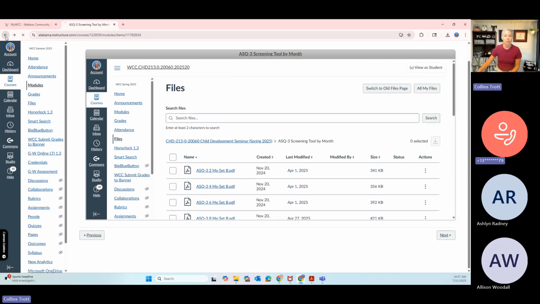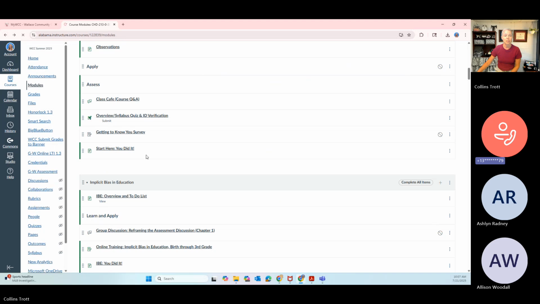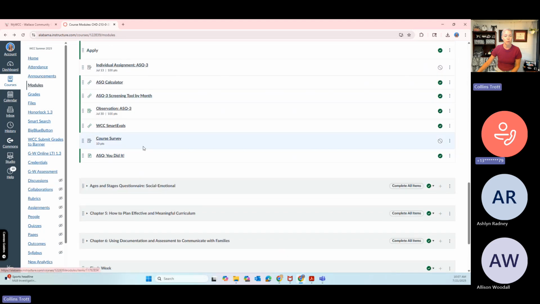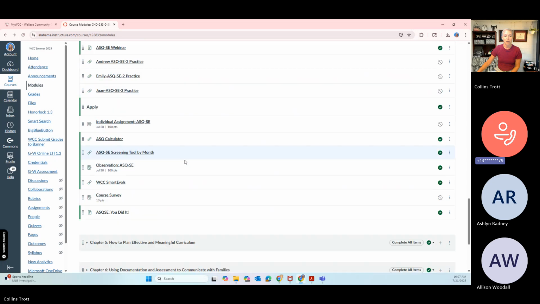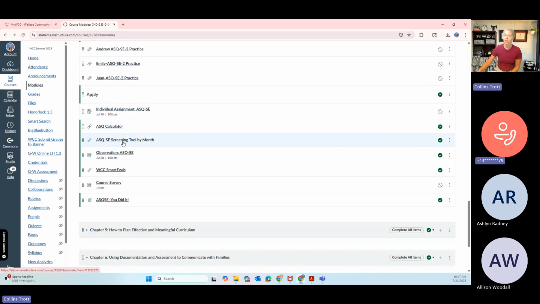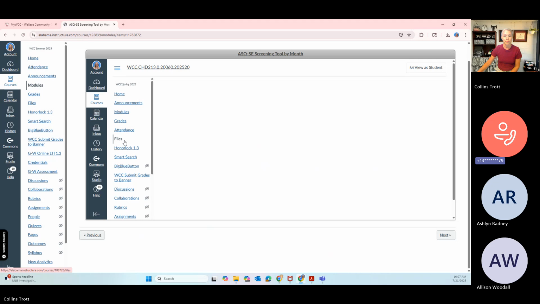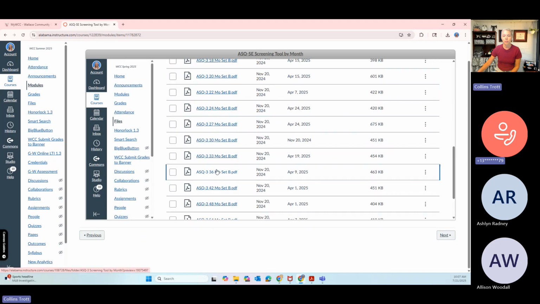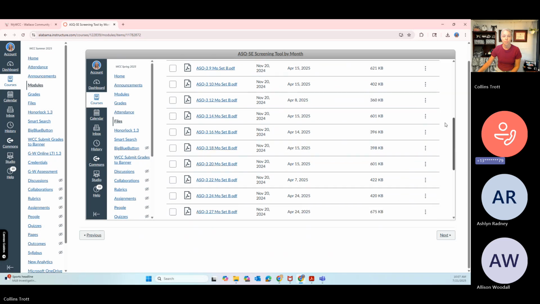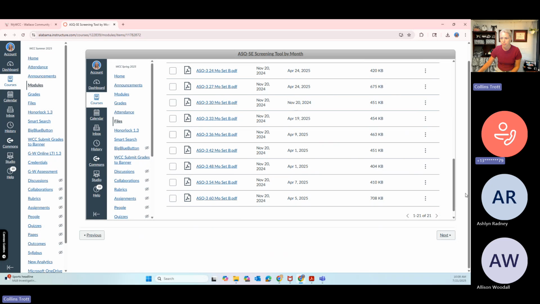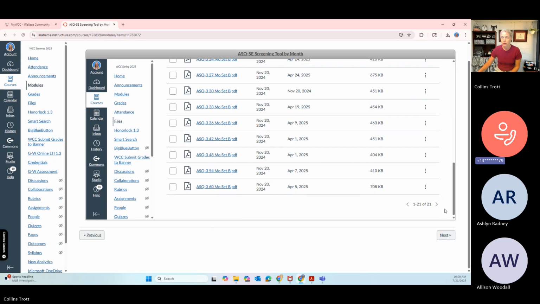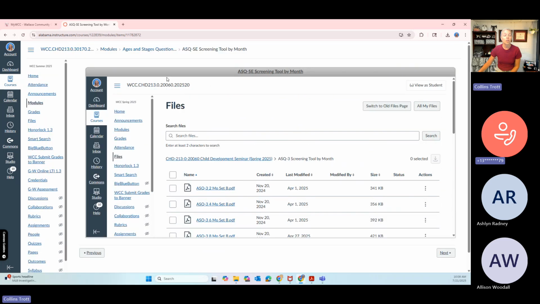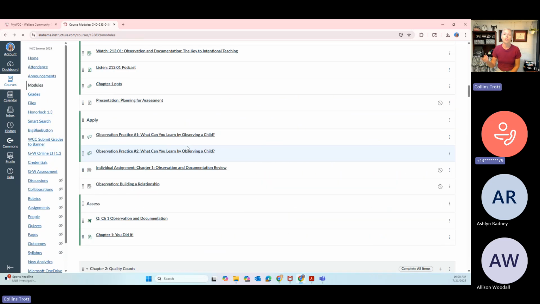Same thing when we get to the ASQ SE. Go to that one, scroll down. Underneath the calculator is the ASQ SE screening tool by month. And again, we're looking for the 30 month. Actually, let me see here. Oh, no, it's showing me all. Okay, so anyway, that's where you're going to find the ones specific to your student.